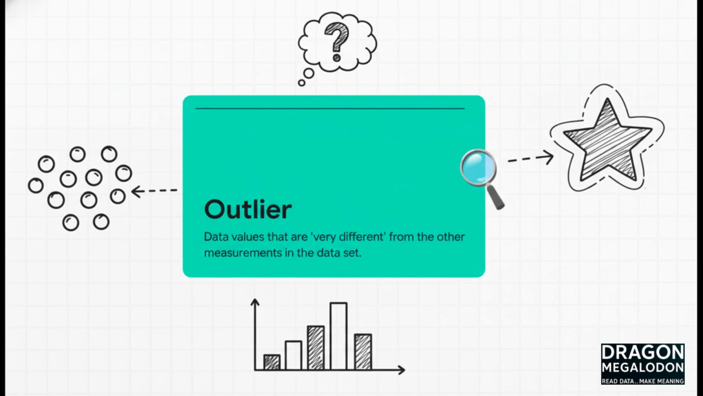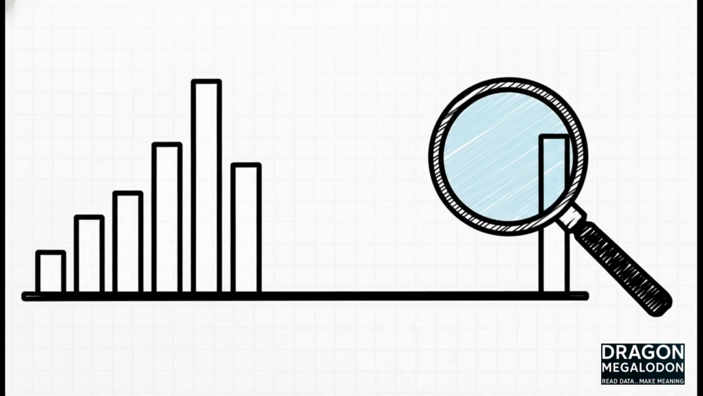And guess what? Histograms make spotting them ridiculously easy. When you look at a histogram, an outlier just screams at you. It shows up as this lonely little bar way off to the side, separated from the main group by a big empty space. It's like a giant flashing sign that says, hey, look at me, I'm different.